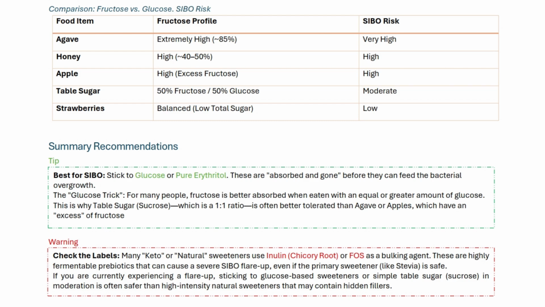Caution is warranted when selecting sweeteners, particularly those labeled as keto or natural, as they may contain inulin or fructooligosaccharides, which are highly fermentable prebiotics that can exacerbate SIBO symptoms. During a flare-up, it is generally safer to use glucose-based sweeteners or simple table sugar in moderation rather than high-intensity natural sweeteners that may include problematic fillers.